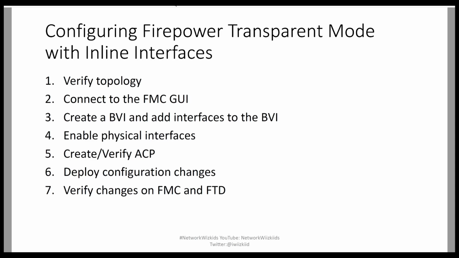Number 6, we will deploy the configuration changes. So all the config changes we've made, creating the BVI, enabling the interfaces, and adding or changing any rules we might have, we would then save those and deploy that to the FTD for that to take effect. And last of all, we'll verify the changes on the FMC, and we can also verify the changes on the FTD device as well.